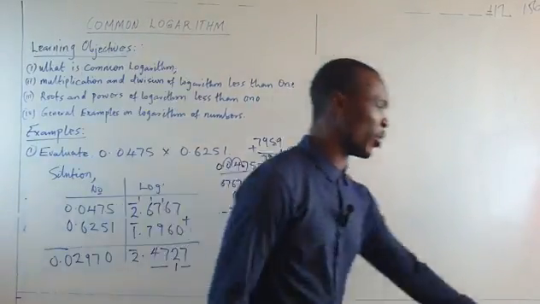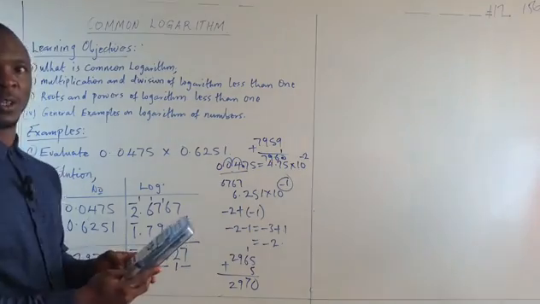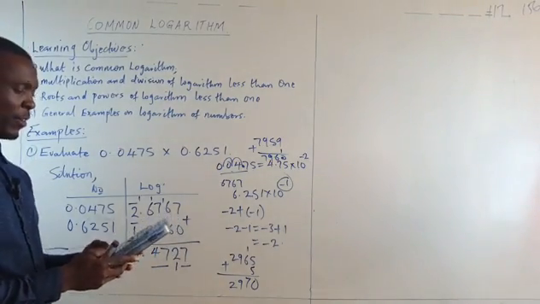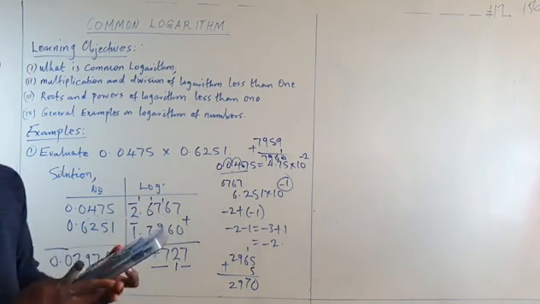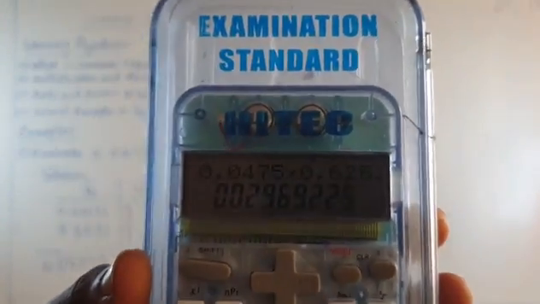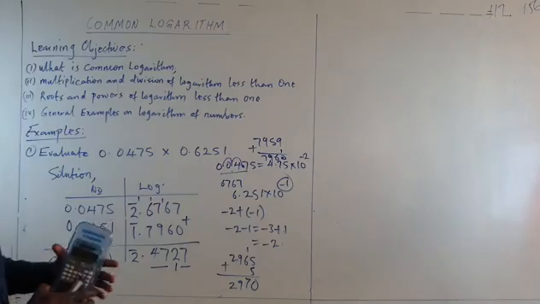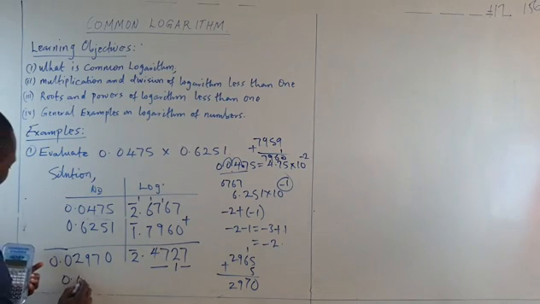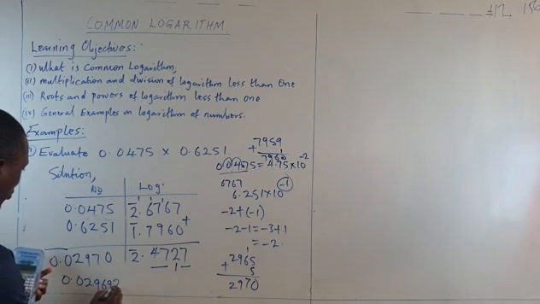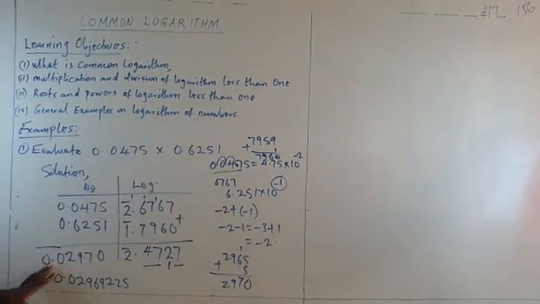So we can confirm our answer using calculator. So let me get my calculator. So by multiplying 0.0475 multiplied by 0.6251, the answer is 0.029692 and so on. So the calculator value is 0.02969225.